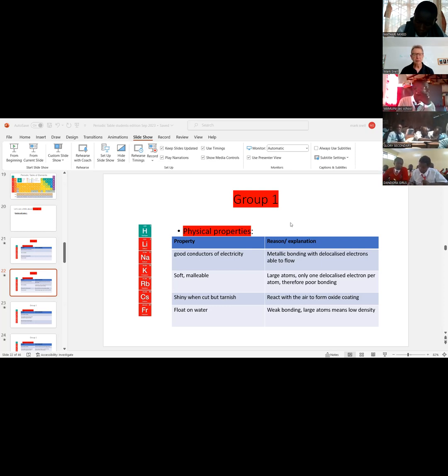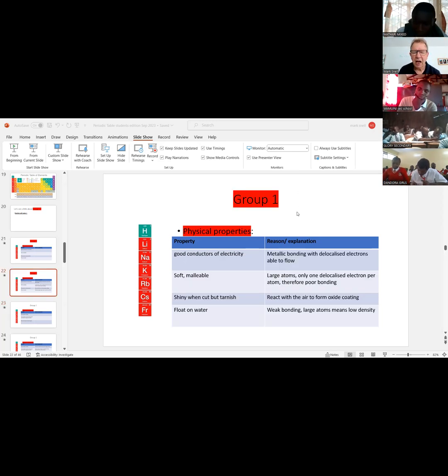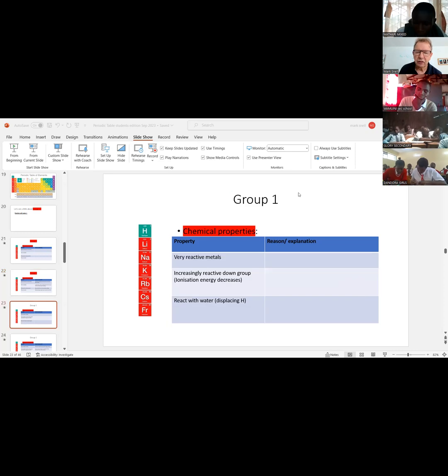So let's move on. Here we are with group 1, chemical properties. Sorry, my apologies. Physical properties are things which do not change the metal, so they do not react. Chemical properties are about reactions.